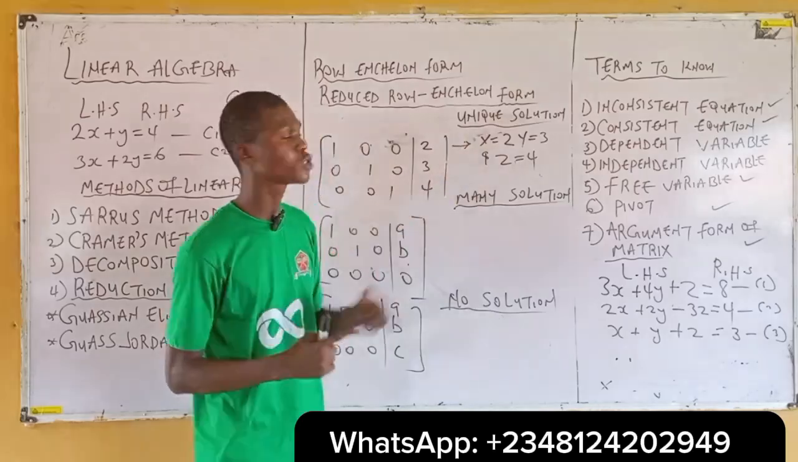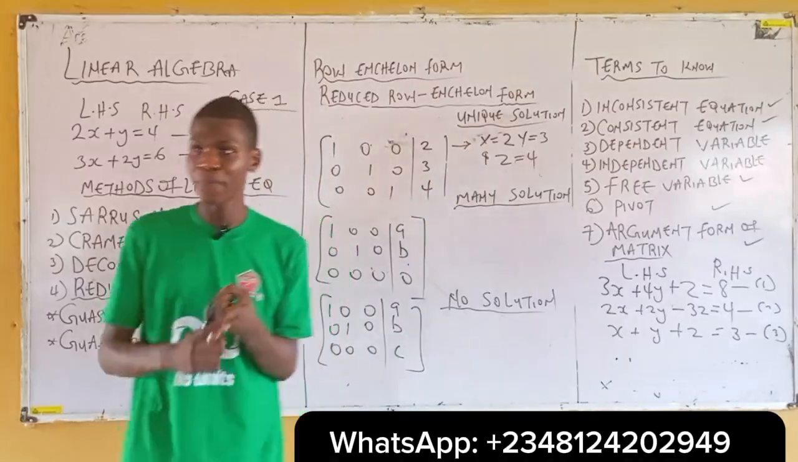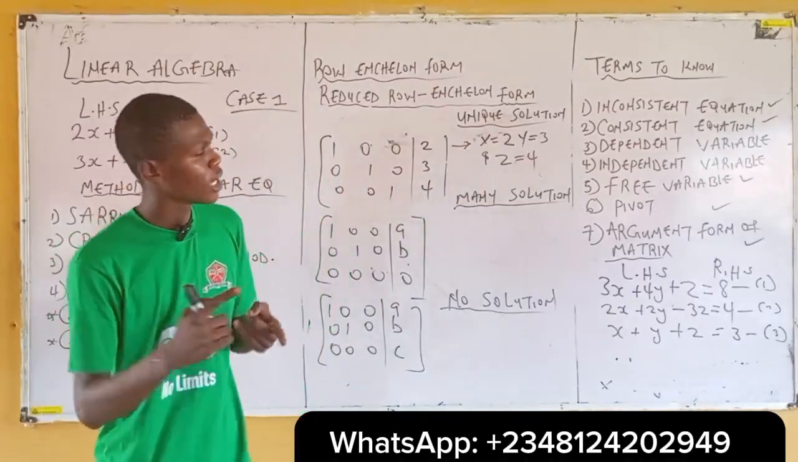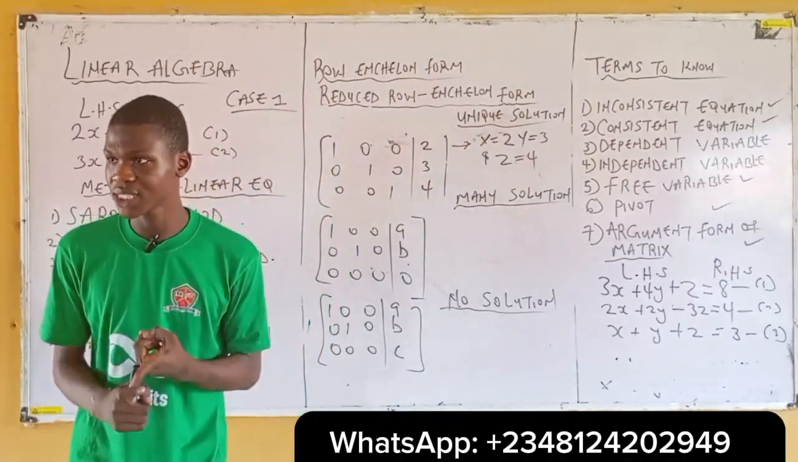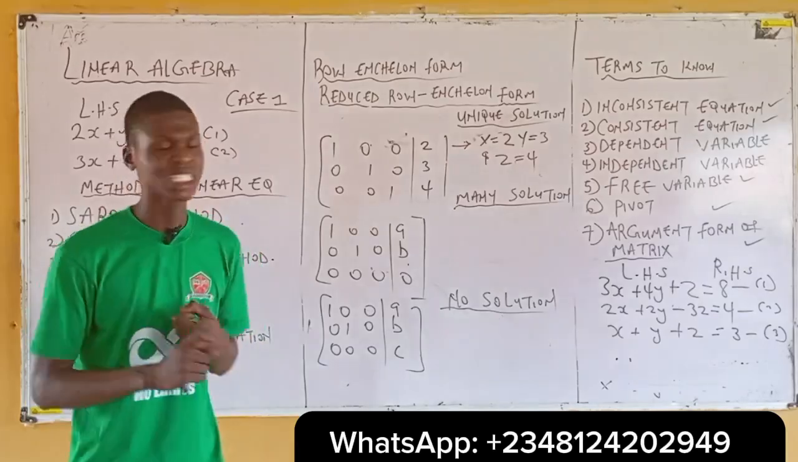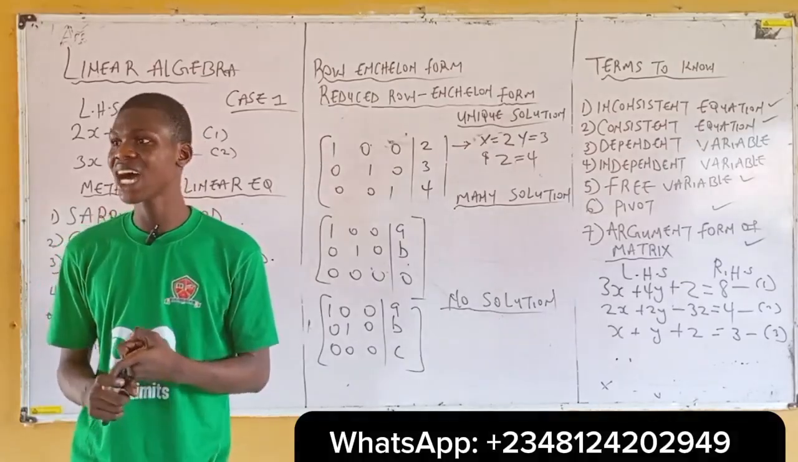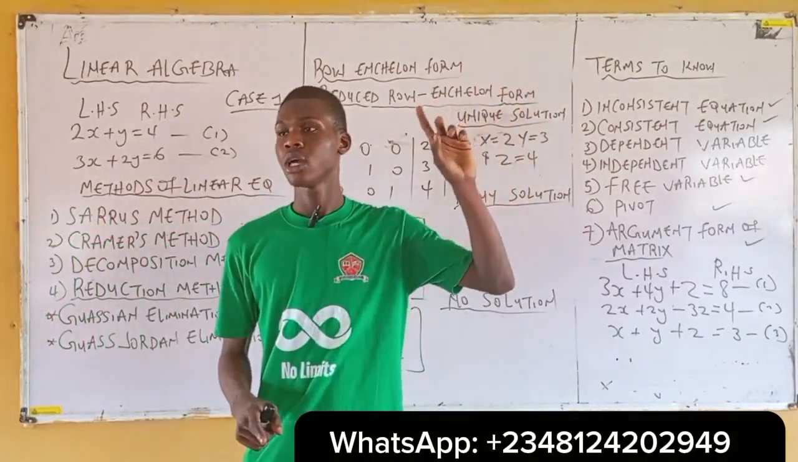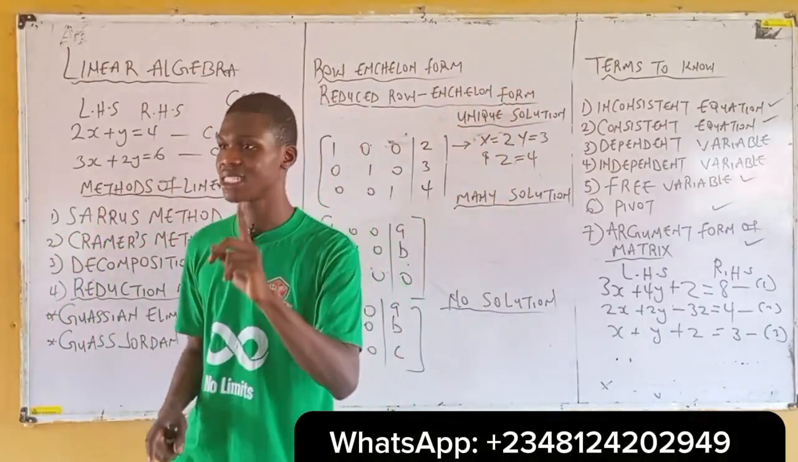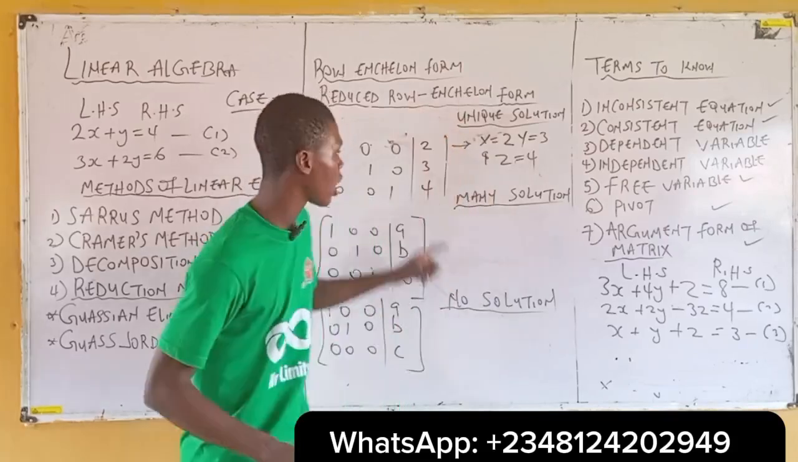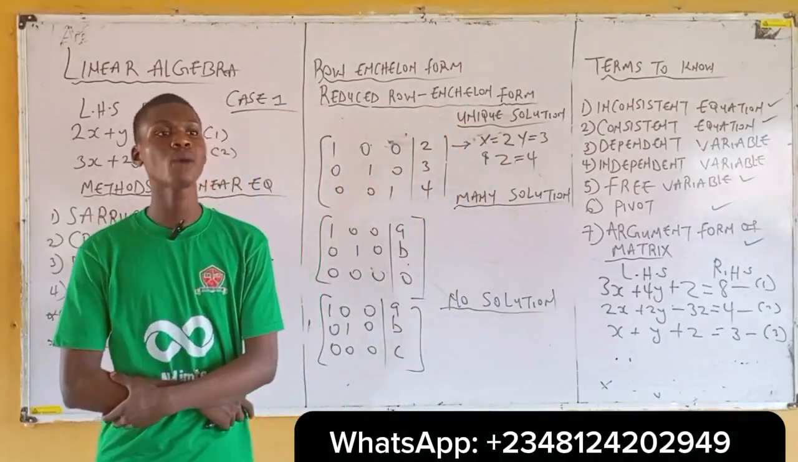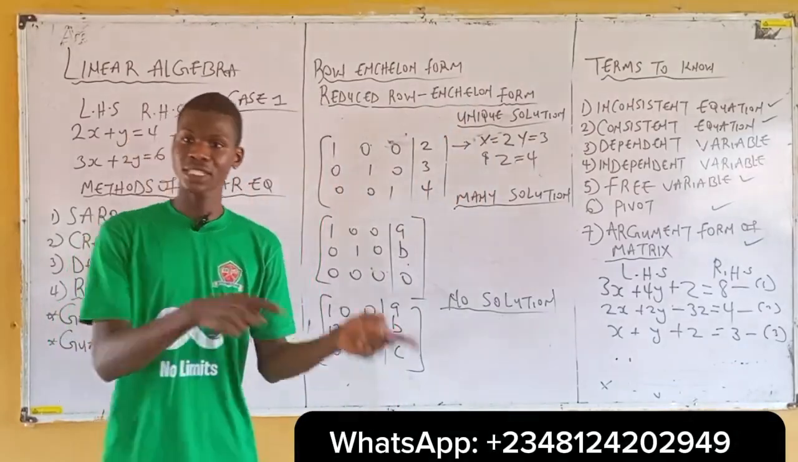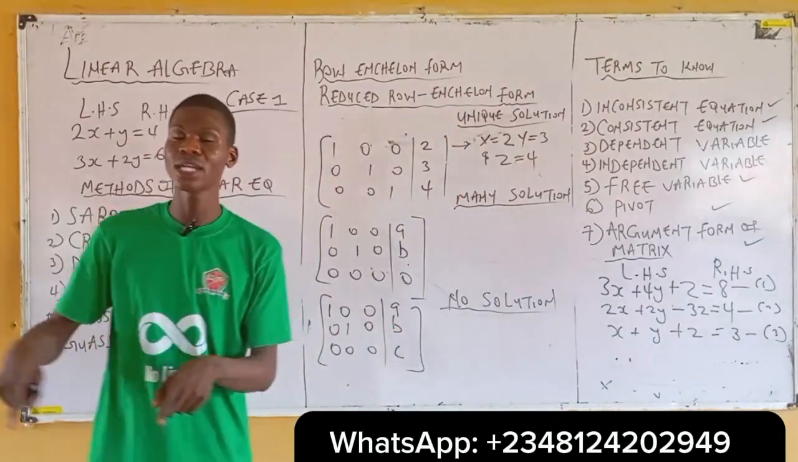So under unique solution, what are you saying? It is a dependent variable. And it is also what? Consistent equation. Why is it a consistent equation? Because it has at least one value. The unknown variable has at least one value. Now, let's go to many solution. That will be what? Inconsistent equation and what? Dependent.